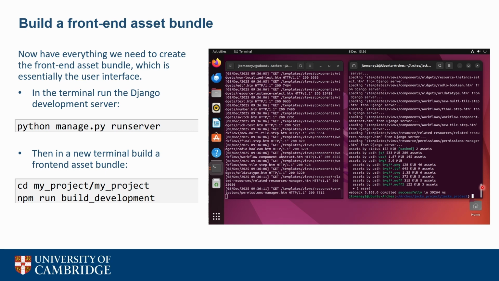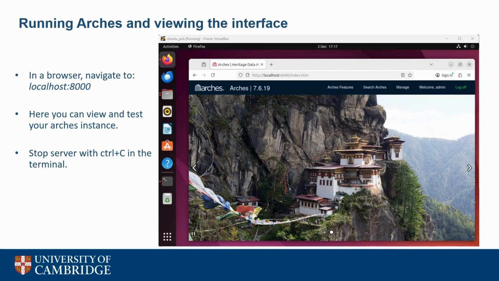So to do this, in the current terminal that you have the environment you created active on, run the Django development server. Then open a new terminal and activate the virtual environment used by Arches. Navigate to the root directory of the project and enter the following to build a front-end asset bundle. And we're here. Finally, we have a front end of our Arches project that we can interact with. You can now view the front end of this in a browser.